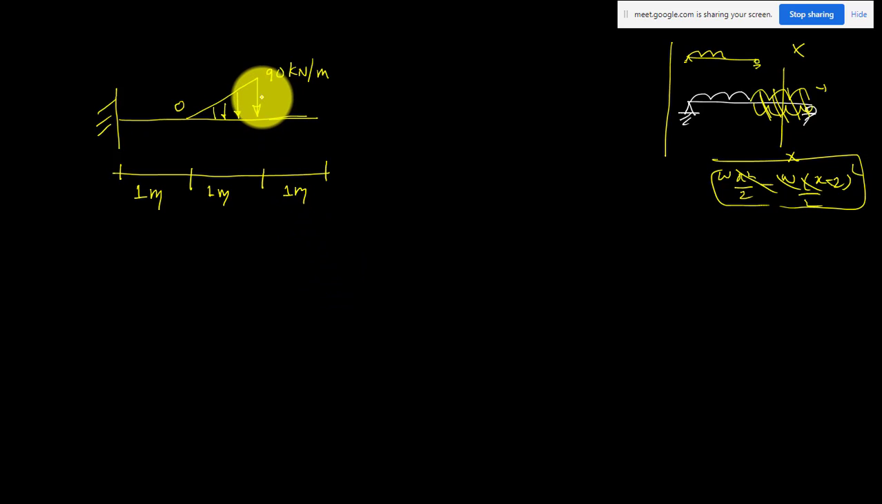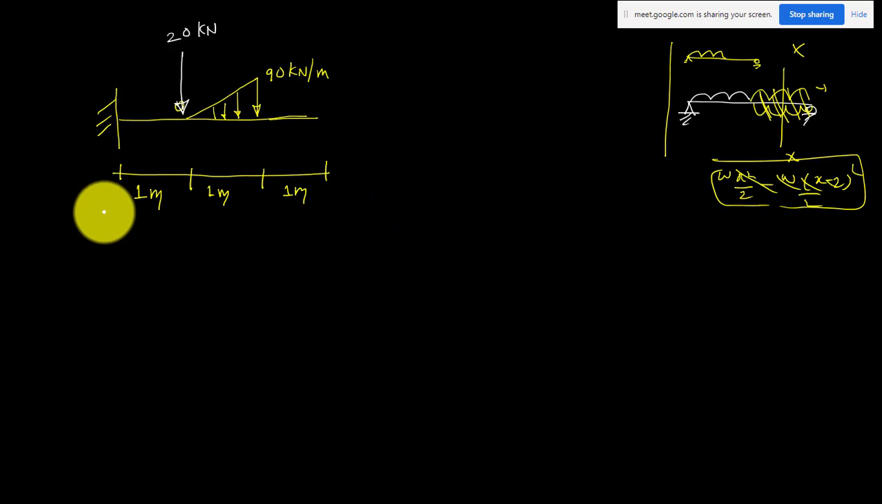So again you cannot use the double integration method directly, because here also the loading is not continuous. I also have a concentrated load in that question. The concentrated load you don't need to modify anything, you can keep it as it is, then simply write the equation for the moment and solve it. Okay, so this is 20.